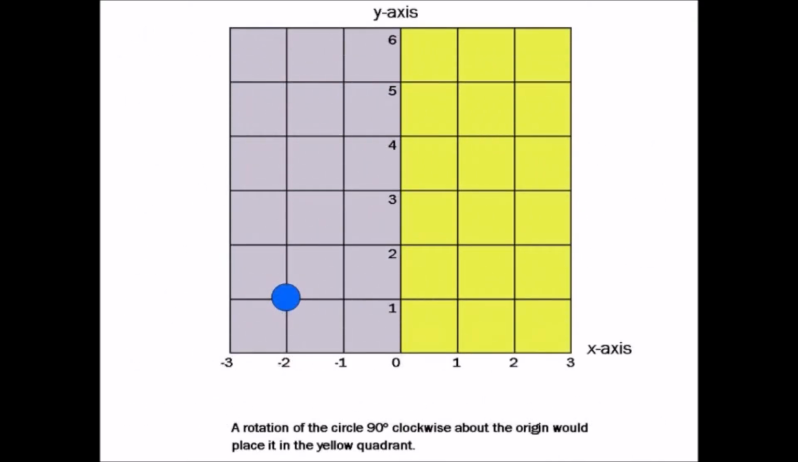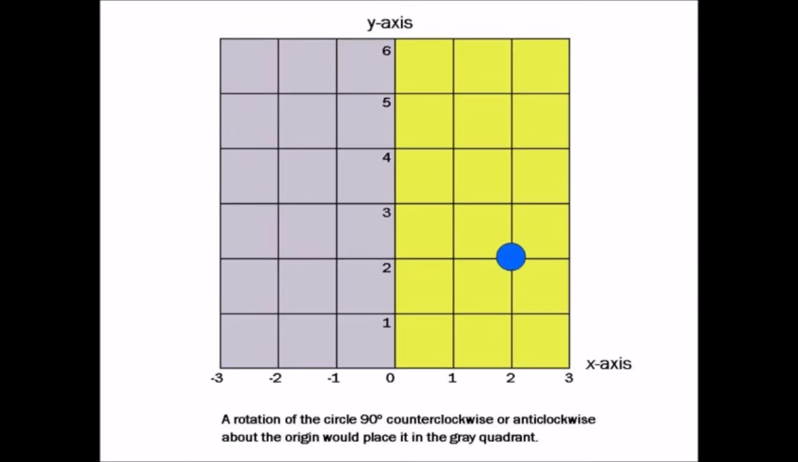Okay, here we go. The first thing you're looking at is a rotation of the circle 90 degrees clockwise about the origin would place it in the yellow quadrant. So we have two quadrants, the two upper quadrants we're dealing with first. If you were to rotate that circle clockwise, it would go into the adjacent quadrant, where you have the yellow. Don't worry about where you're going to put it. You worry about where it would go first. And that's what we're doing.